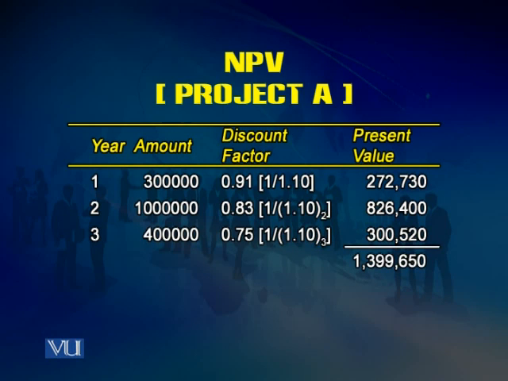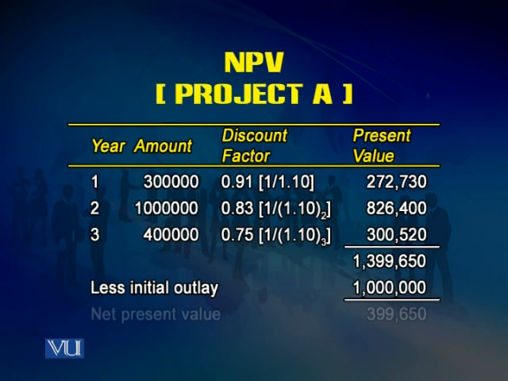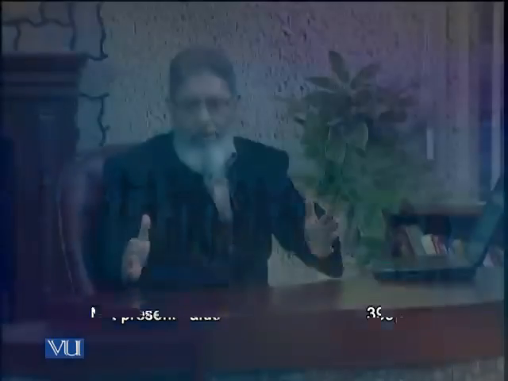Now multiplying by the discount factors, we get to the present value of this cash flow, and we can see that the total present value of all the 3 years comes to 1,399,650, and the initial outlay, which is current, therefore already in present value terms, is 1 million. So the net present value is 399,650. This is the NPV of project A. So here we have calculated the NPV of project A by using a discount factor at 10%.